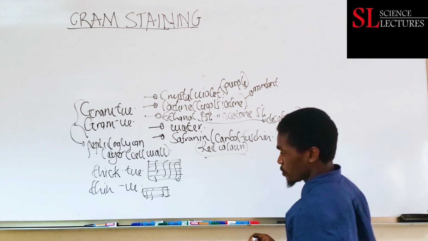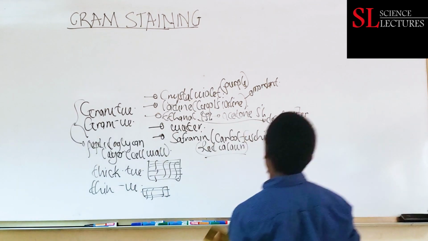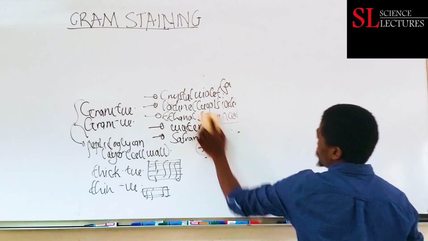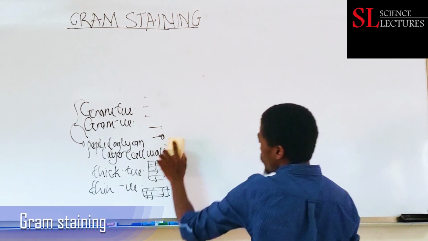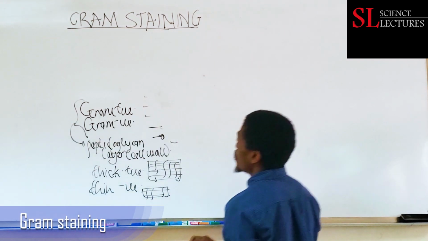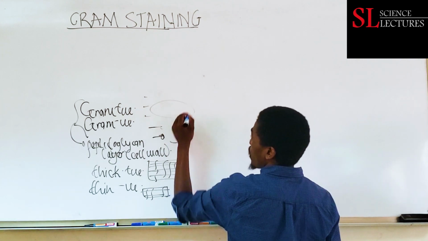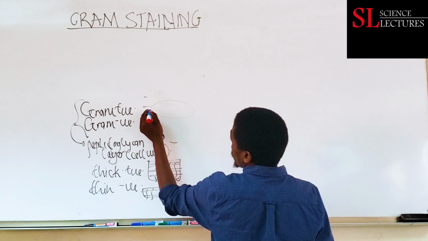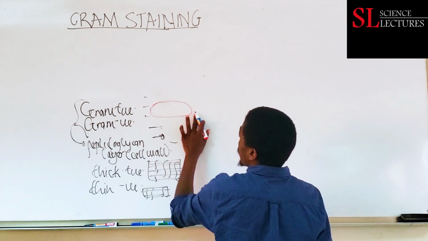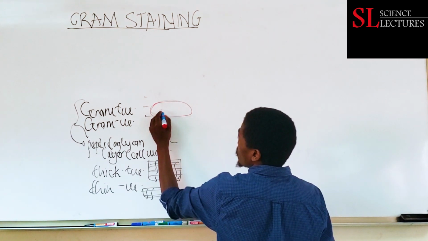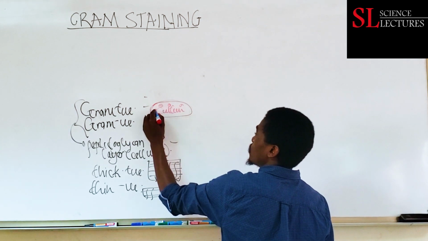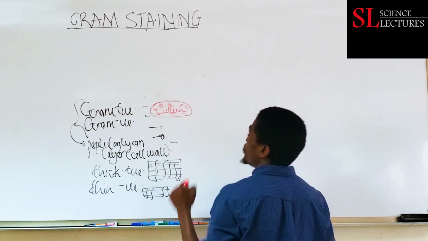So let's start the procedure of gram staining, and we see how the procedure is carried out. The first thing we'll do is culture the bacteria we want to stain on a plate. Let's say this is our plate. This is the cultured bacteria. It has colonies on the petri dish.